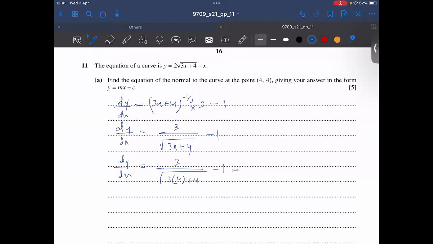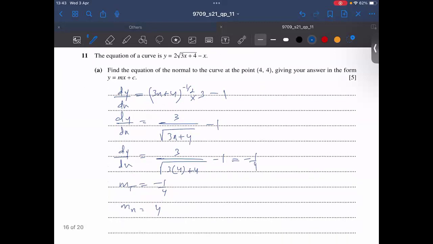So what is going to be the gradient of the tangent to the curve at 4 comma 4? The square root of 16 is 4. 3 over 4 minus 1 is minus 1 over 4. So the gradient of the tangent is minus 1 over 4. The gradient of the normal is going to be 4. And y minus 4 equals 4 times x minus 4. So y minus 4 equals 4x minus 16. So y equals 4x minus 12. All right. Is it clear to both of you or not?